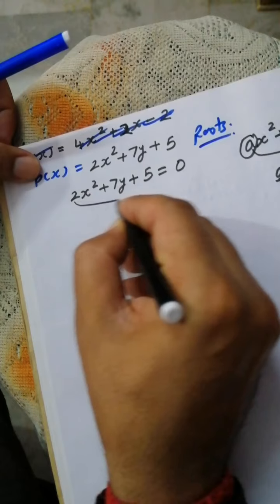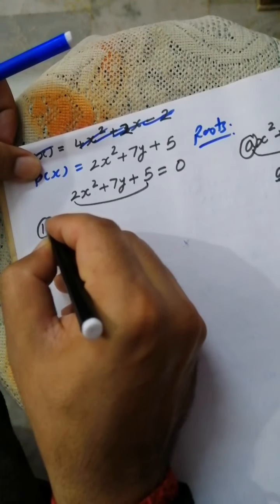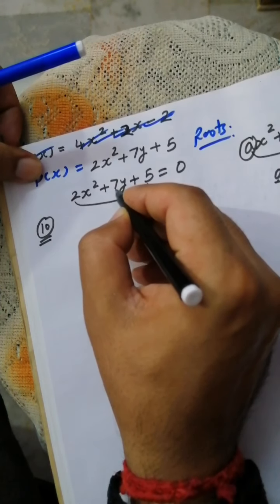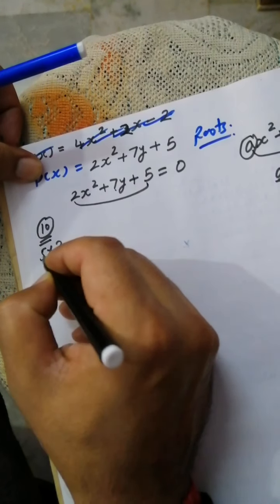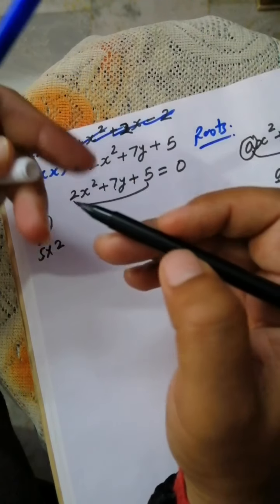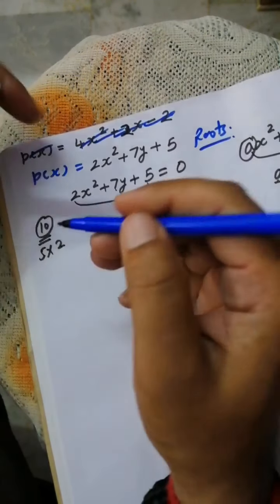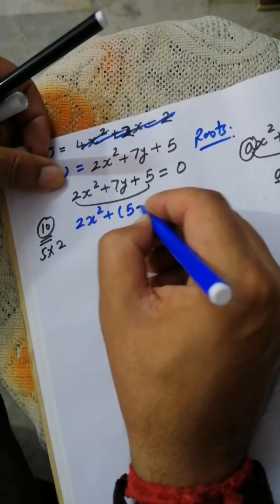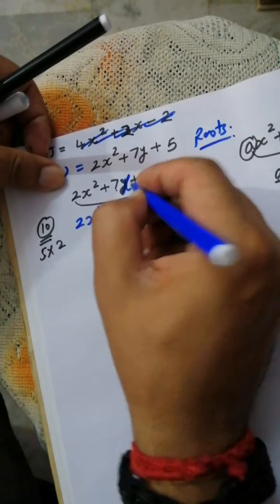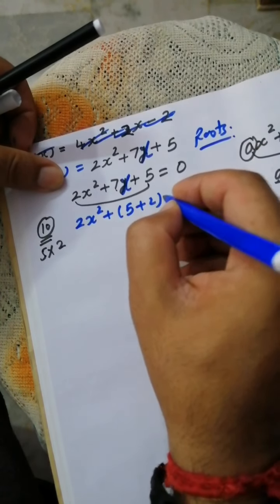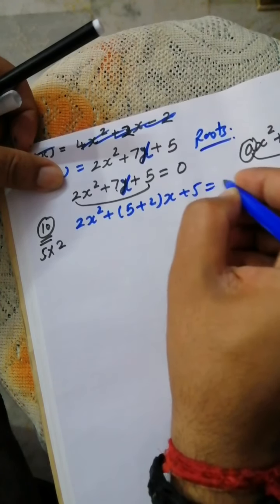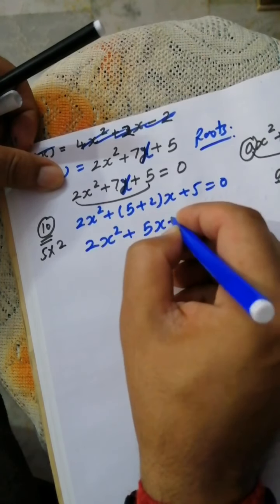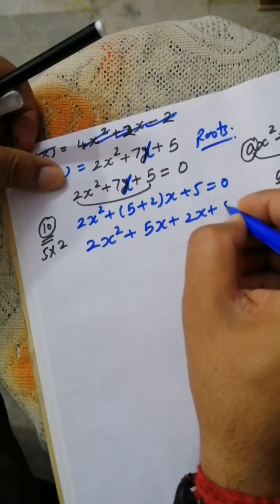Now you can see 2 multiplied by 5 means 10. Now factors of 10 in such a way that their sum will be 7. So here we have 5 and 2, so 5 plus 2 is 7. So we are directly getting the points. So it will be 2x square plus, as 7 I can write 5 plus 2, into, sorry, it is x not y, 5 plus 2 into x plus 5 equals to 0. It will be 2x square plus 5x plus 2x plus 5 equals to 0.